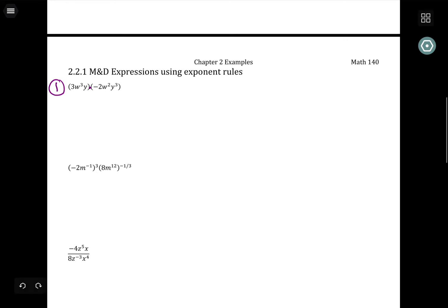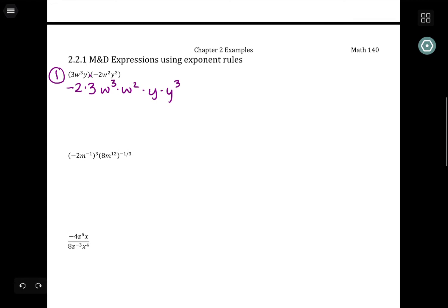So I'm going to see if I can rearrange. Out in front, and you don't have to write every step here, I'm going to group together the -2 and the 3. It's fine if you mentally just think I'm going to multiply the w cubed by the w squared. I'm going to multiply the y by the y cubed. So multiplication, any order, rearrange as you please.